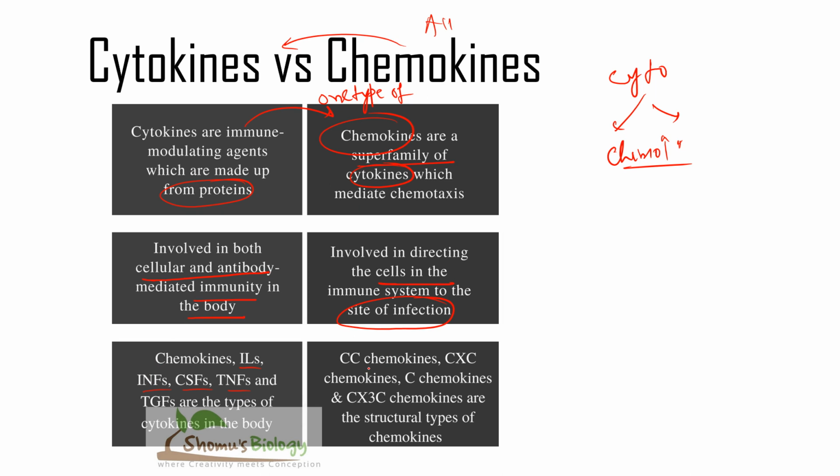While chemokine examples are CC chemokines, CXC chemokines, C chemokines, and CX3C chemokines, which are structural types of chemokines. You probably haven't heard of that. Most of the things that you have heard of, interleukins, interferons, CSF, colony stimulating factor, tumor necrosis factor, transforming growth factor, these are all examples of cytokines. Remember that. Cytokine is much bigger compared to the chemokines.